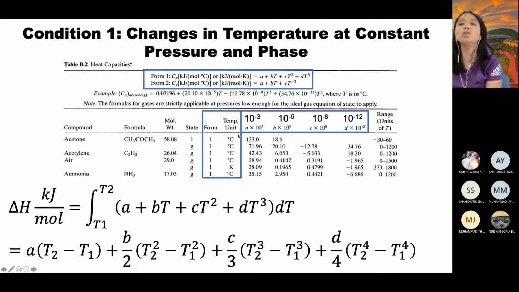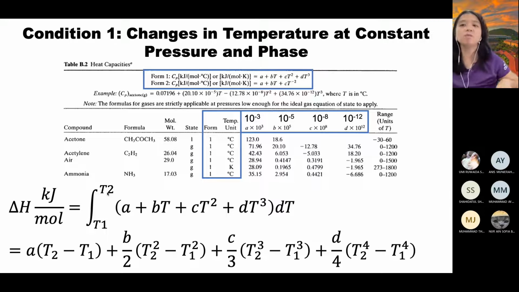To use this table to calculate the value, dia ada formula dia. The enthalpy in kilojoule per mole equals integrating from T1 to T2. T1 adalah suhu permulaan, T2 is your final temperature. Always remember this is important. Kalau kamu terbalik, nilai kamu akan jadi positif jadi negatif, negatif jadi positif. So kamu kena tengok betul-betul T1 suhu permulaan, T2 suhu pengakhiran, or beginning and final temperature.